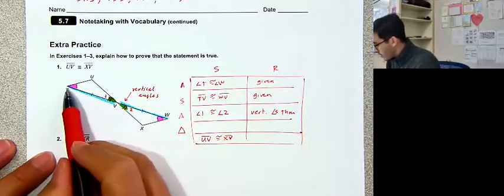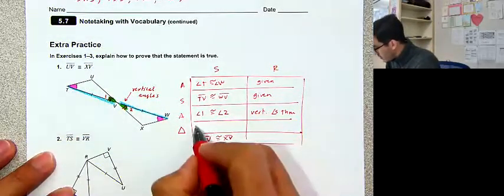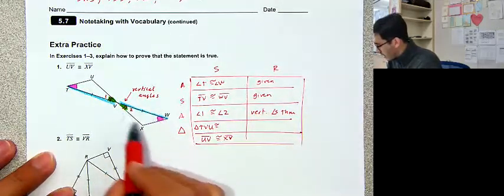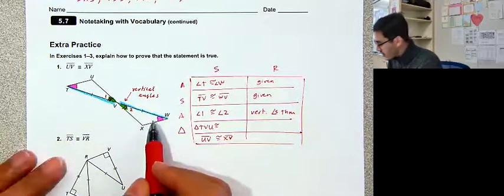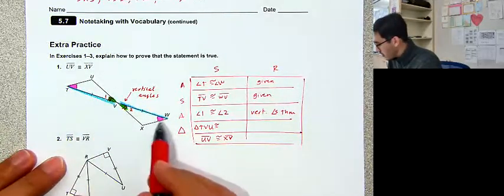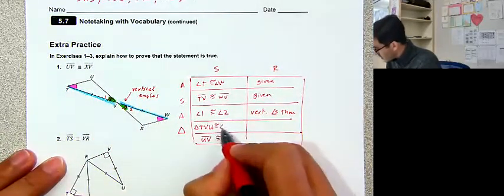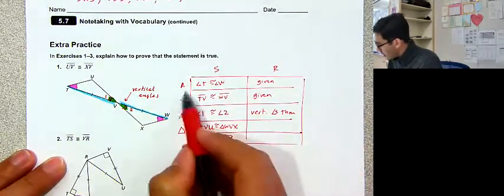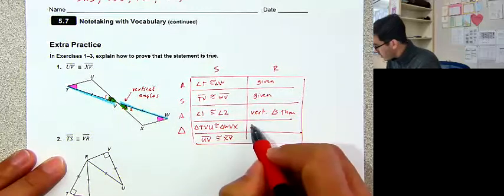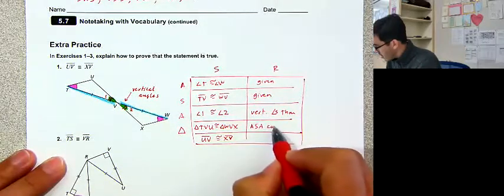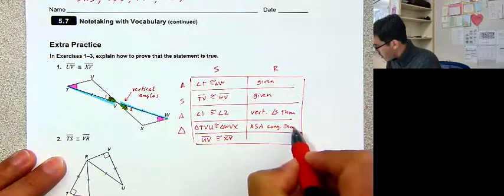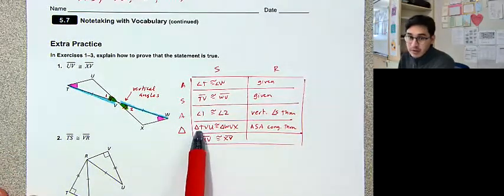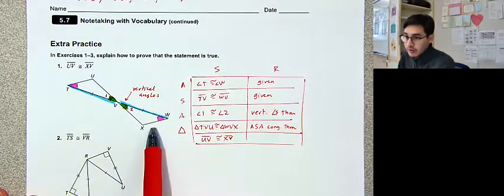Okay, now I need to write a statement about the triangles overall being congruent. So I can call this triangle TVU. And I would have to name the second triangle in the same fashion. So I went TVU, so I'll go WVX. Okay. And my reason here, I use the angle side angle method. So ASA congruence theorem.